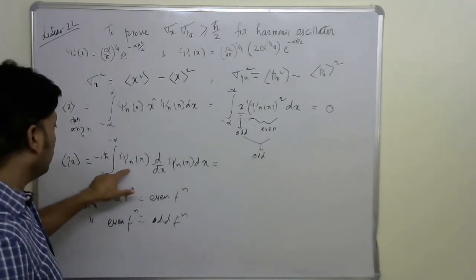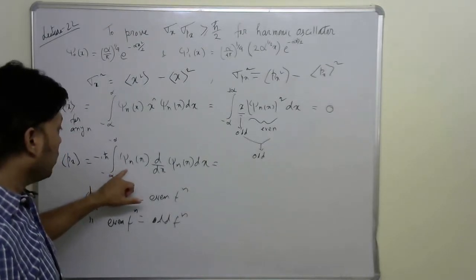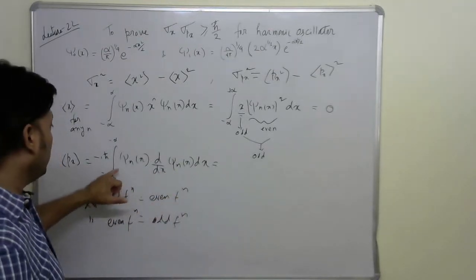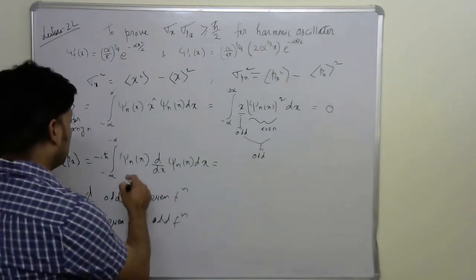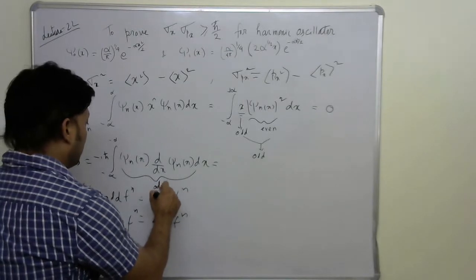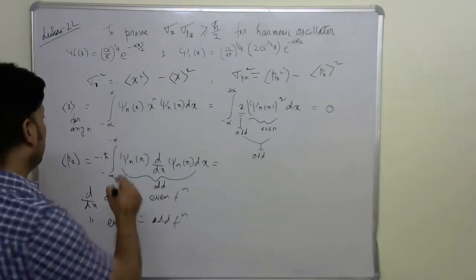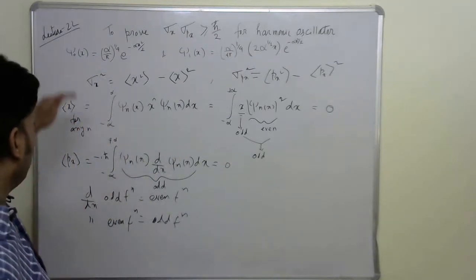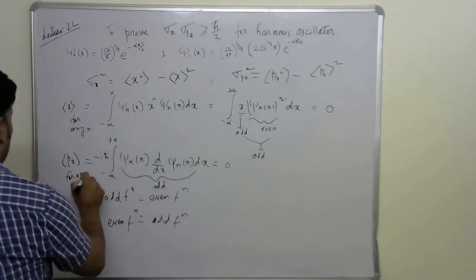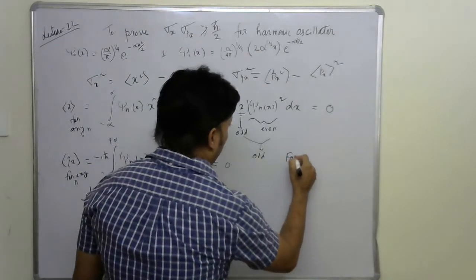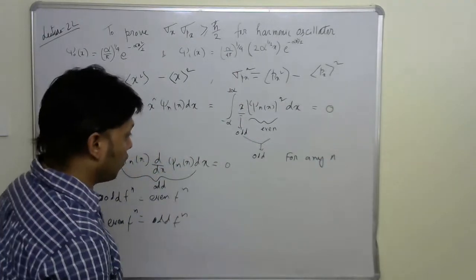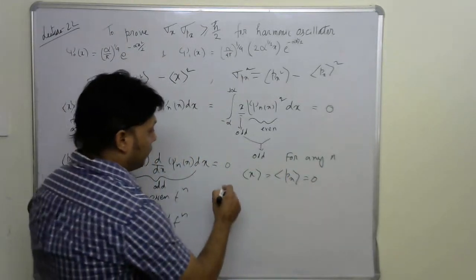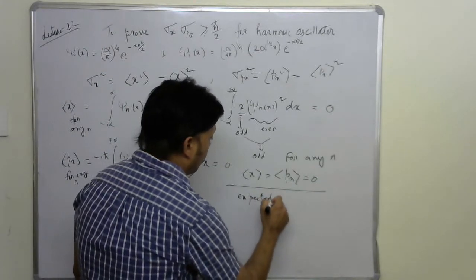For any value of n, either odd or even: if n is odd, then the first derivative becomes even, and even multiplied by odd is an odd function. If n is even, similarly we can prove that the entire integrand becomes an odd function. So again, the integration of an odd function from minus infinity to plus infinity is equal to 0. From these two we get that for any n, that means for any vibrational quantum number, the average position and the average momentum are equal to 0, and this result is expected and reasonable.